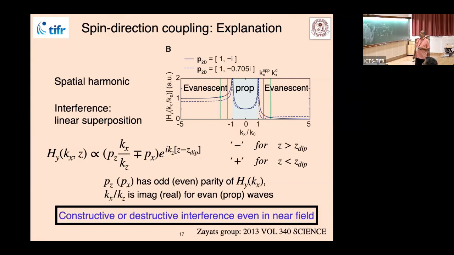Px and Pz have odd and even parity with respect to this thing. That's clear. So if you have this kx positive and then kx negative, this one flips sign, whereas this Px doesn't flip sign. And this minus and plus sign depends on whether you are looking at the fields above the dipole or below the dipole. Okay. That is very clear, because the dipoles have to radiate and the radiation away from the dipole is bound to damp. That's the reason you have to ensure that at infinity there is no excitation, so that the field damps away.